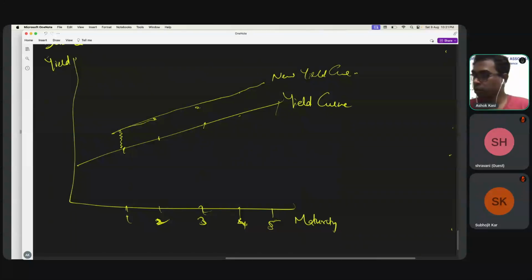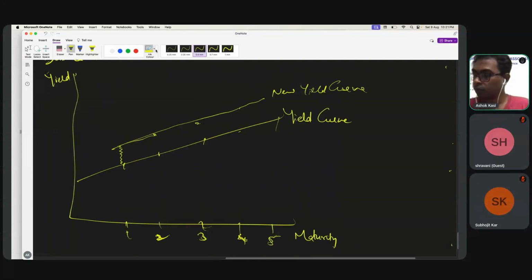Is this the right assumption? No. Practically, how will it happen? Practically, it will go in this direction. Here it is highly impactful, here a little lower, here a little lower, lower, lower. So it will move like this practically.